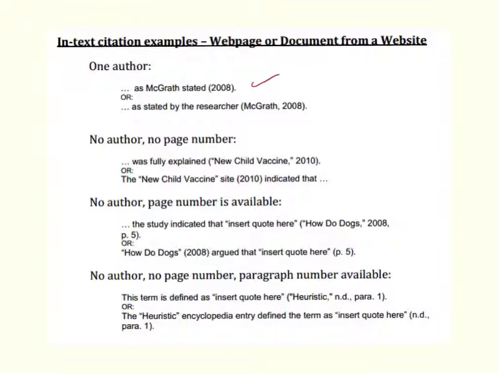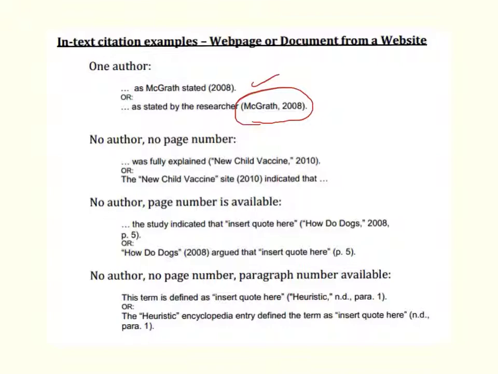You're giving credit to that author, McGrath, the researcher. And if we look at this citation right here, this is a common method, and I believe it's called the Harvard method of citations. And it's just the author's last name, comma, and 2008.